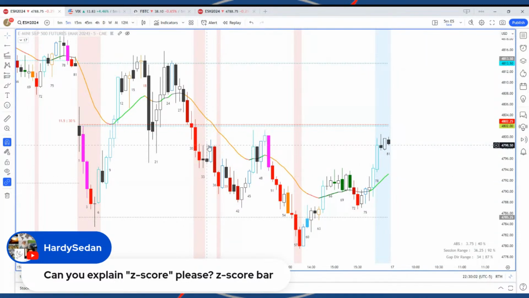So yeah, the excess is just a way of helping to understand whether the market might be overcommitted in a direction. And I like to use Z-score to do that measurement. So I hope that answers your question, Hardy.